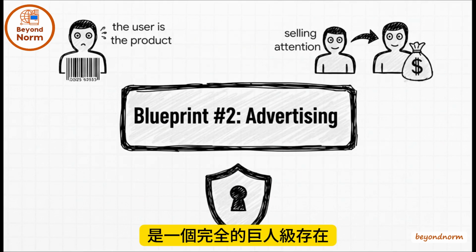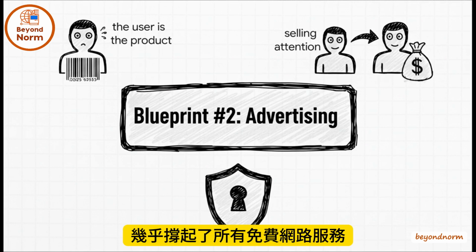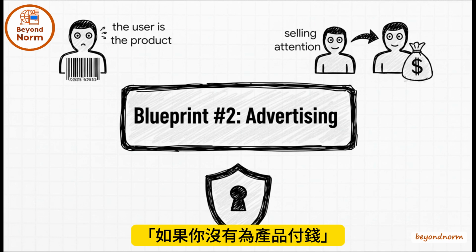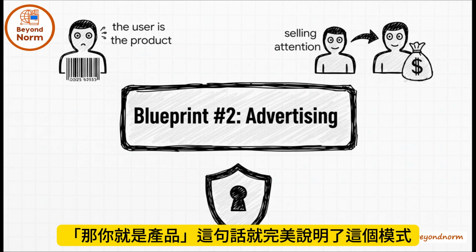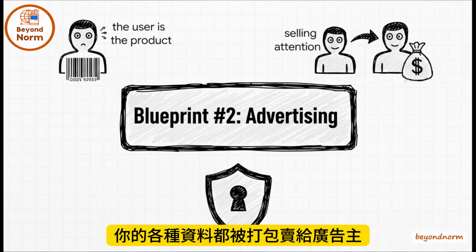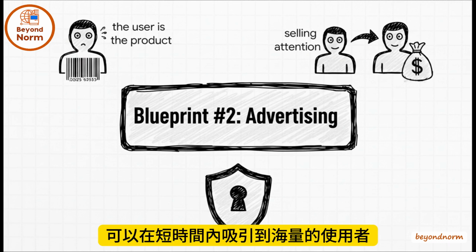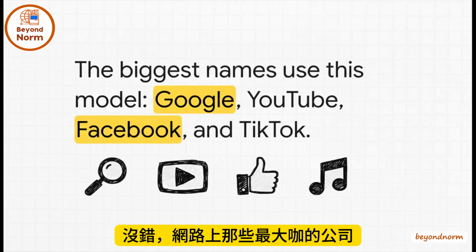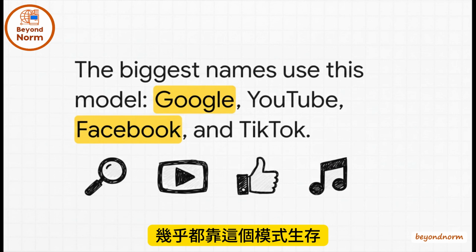Okay, next up is the absolute giant that powers most of the free internet, the advertising model. You've probably heard the saying, if you're not paying for the product, you are the product. That's this model in a nutshell. The service is free because your attention, and more importantly, your data, are being packaged up and sold to advertisers. It's an amazing way to get a massive user base really fast, but of course it raises some pretty serious privacy questions.